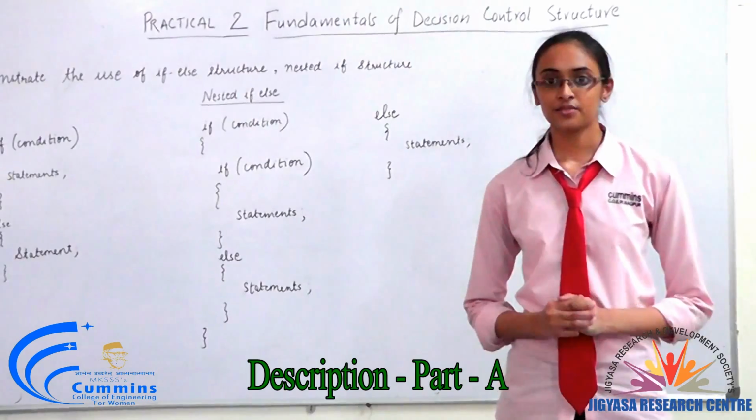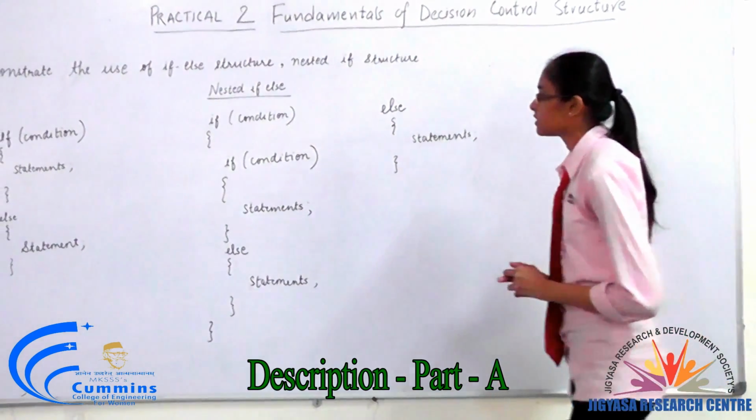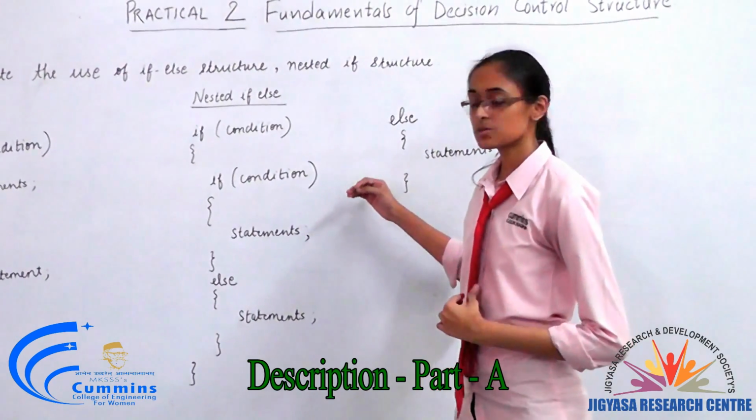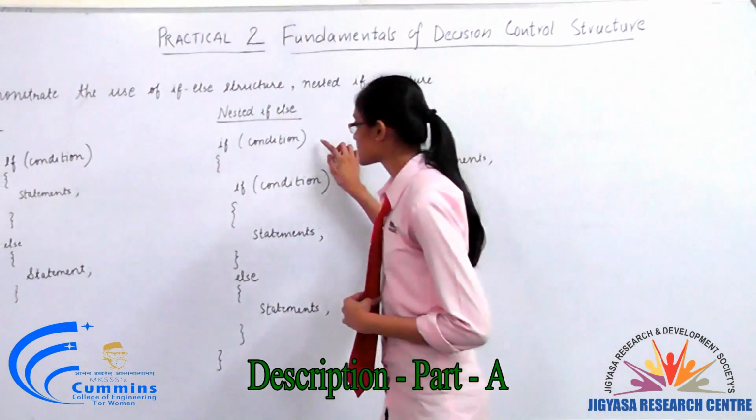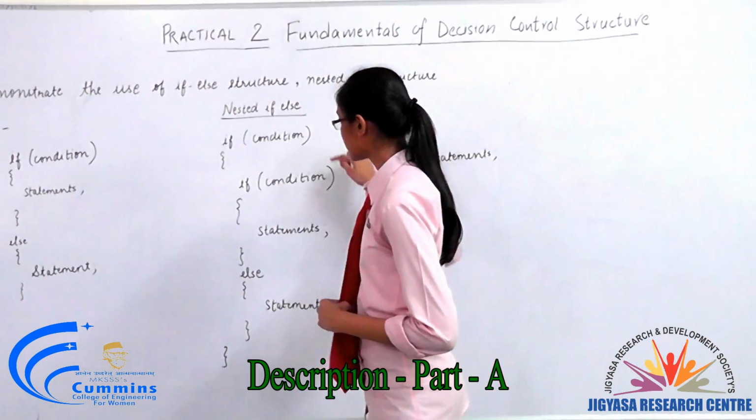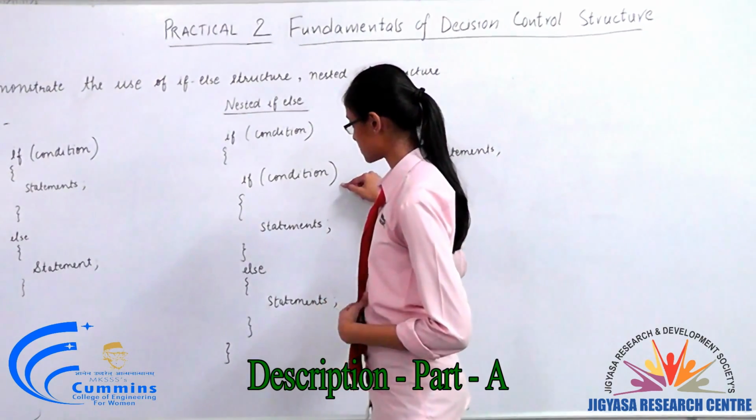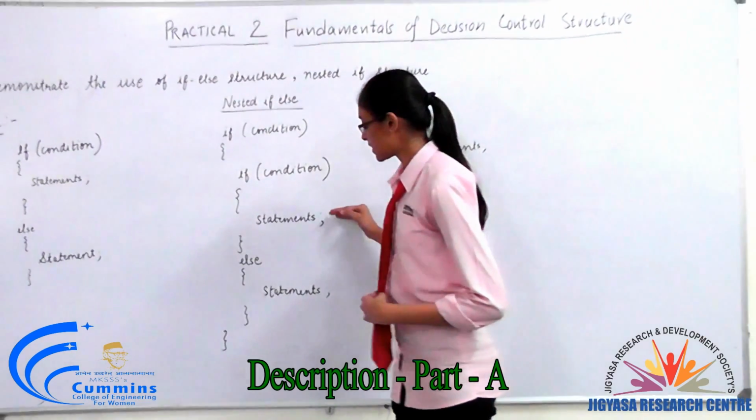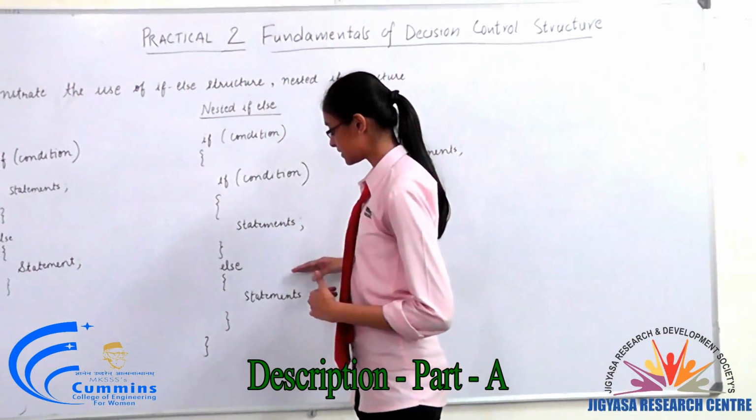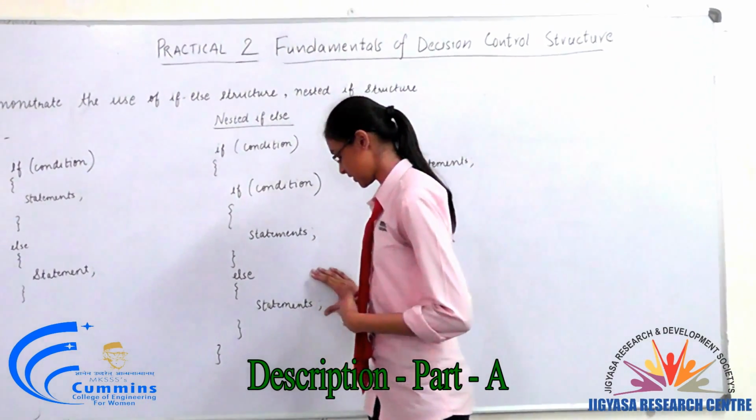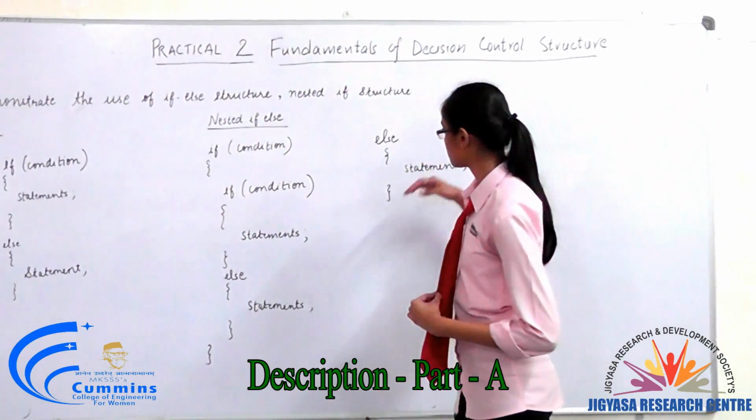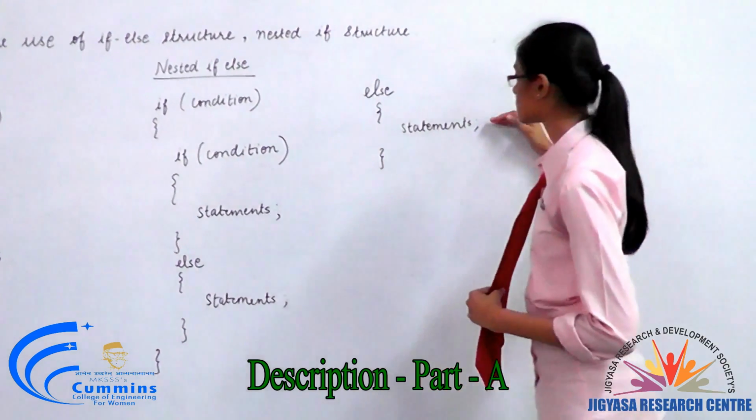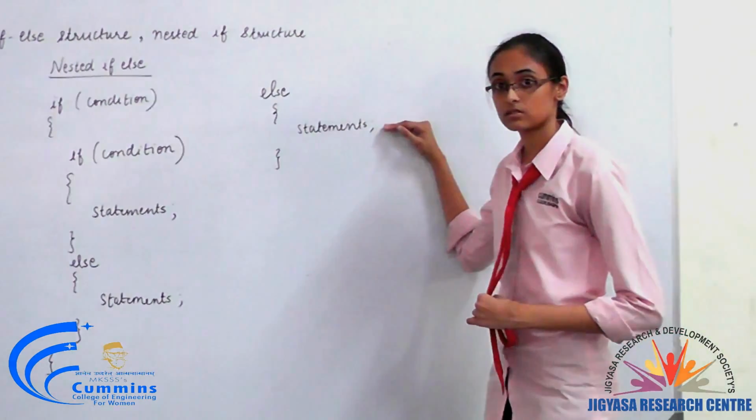Let us discuss the nested if. An if condition inside another if-else condition is known as a nested if. If the condition inside the first if is true, then we enter the next if condition. If this condition is true, statements will be printed. Otherwise, if it is false, then this part of the statement is executed. If the first condition is false, then the program will jump directly to this part of the statement.